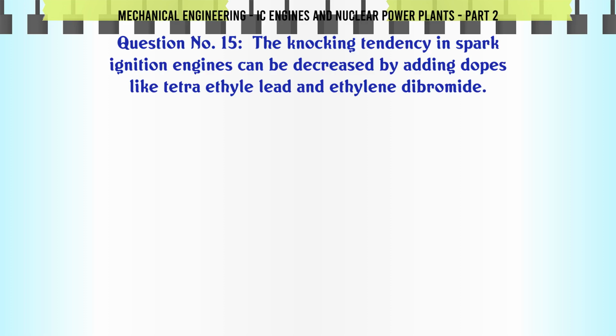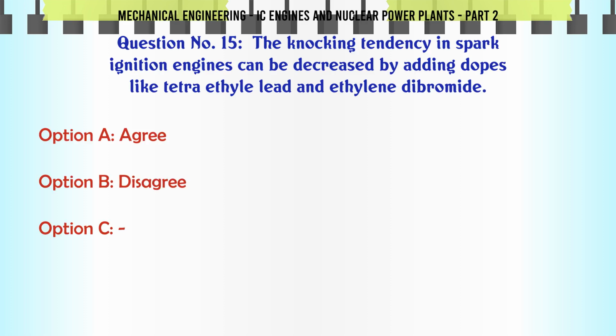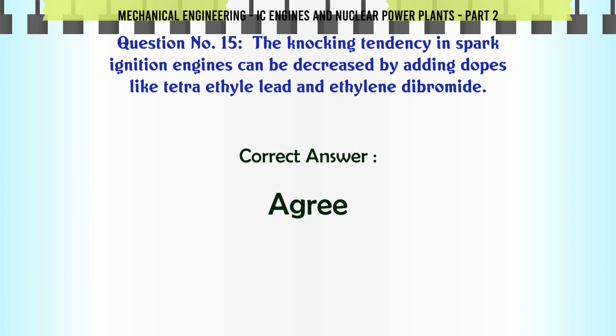The knocking tendency in spark ignition engines can be decreased by adding dopes like tetra ethyl lead and ethylene dibromide. A. Agree. B. Disagree. The correct answer is agree.